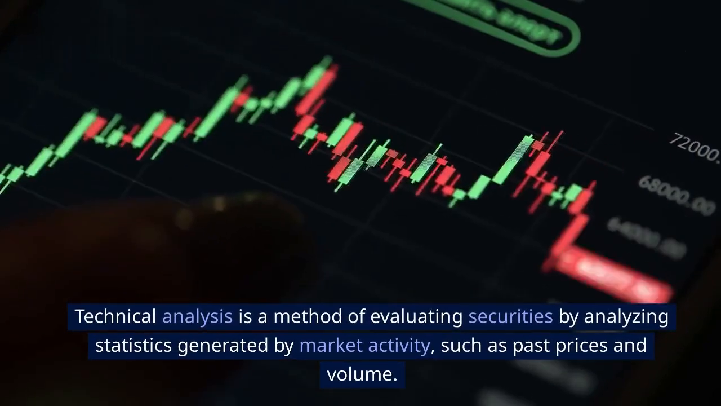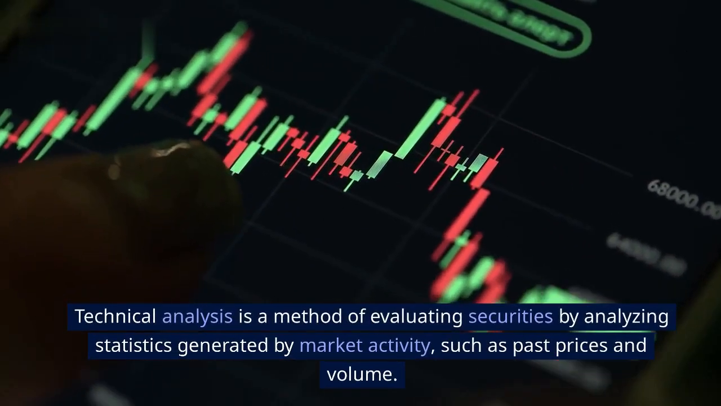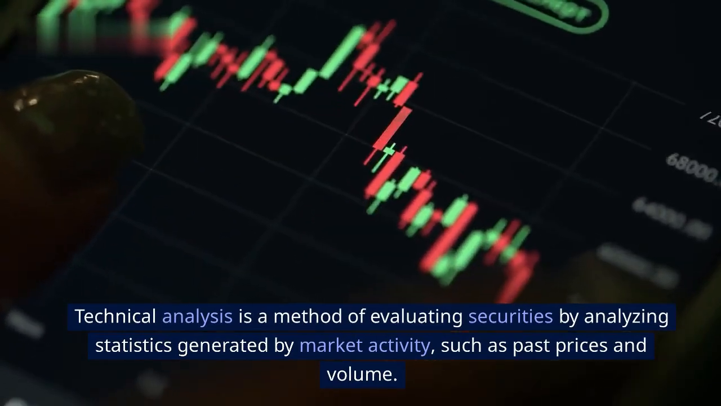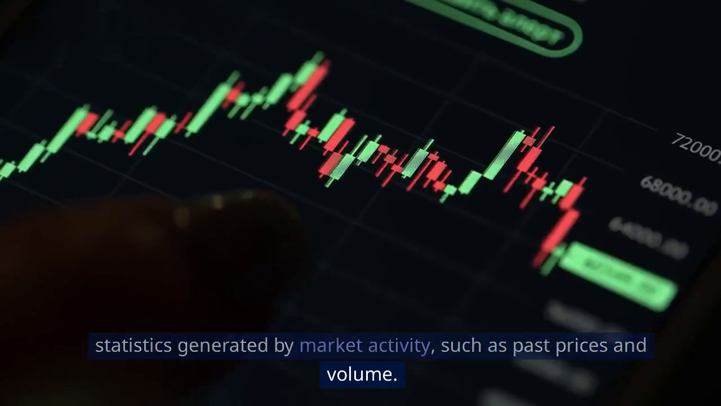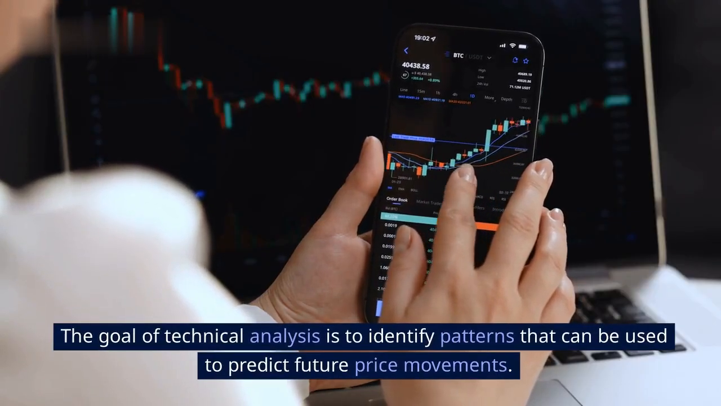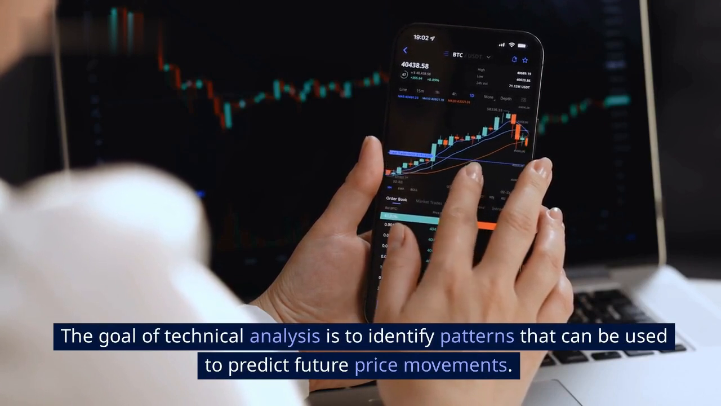Technical analysis is a method of evaluating securities by analyzing statistics generated by market activity, such as past prices and volume. The goal of technical analysis is to identify patterns that can be used to predict future price movements.